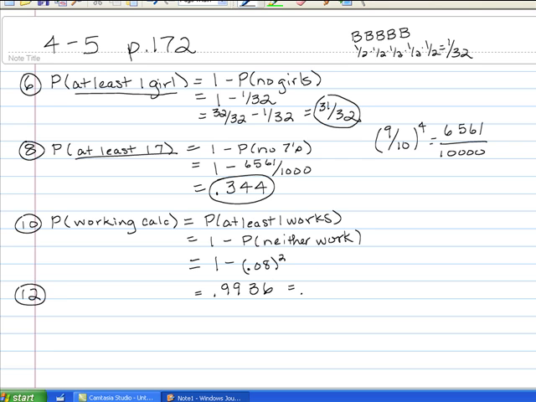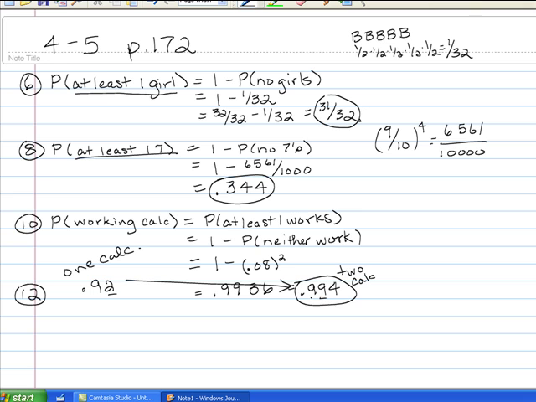So the probability she has a working calculator has gone from 0.92 with one calculator to 0.994 with 2 calculators. So it's increased by about 7%. So I suppose that would be a substantial improvement.